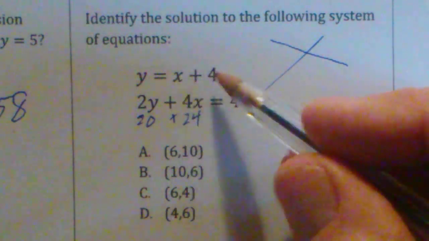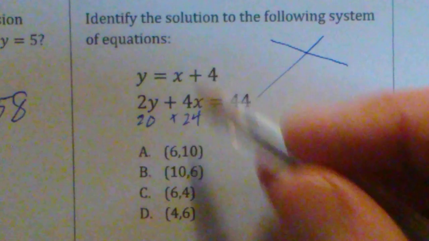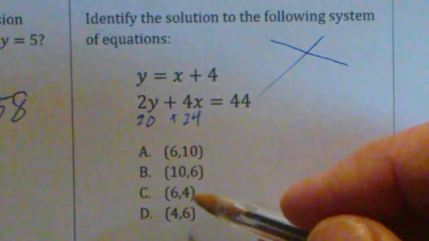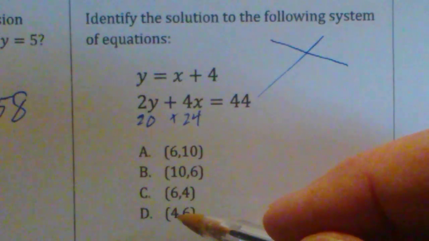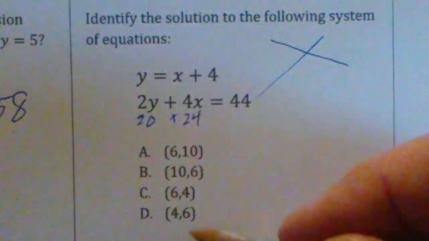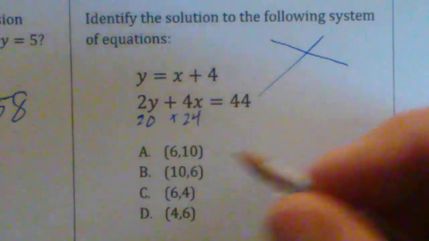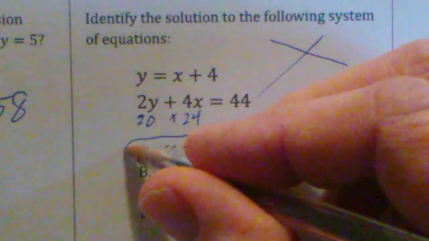X is 10. 10 and 4 is 14. That doesn't even work in the first one. X is 6. 6 and 4 is 10. That one doesn't work on the first one. 4 and 4 is 8. That one doesn't work. None of these even work in the first equation. We don't even have to check the second. A is the right answer.